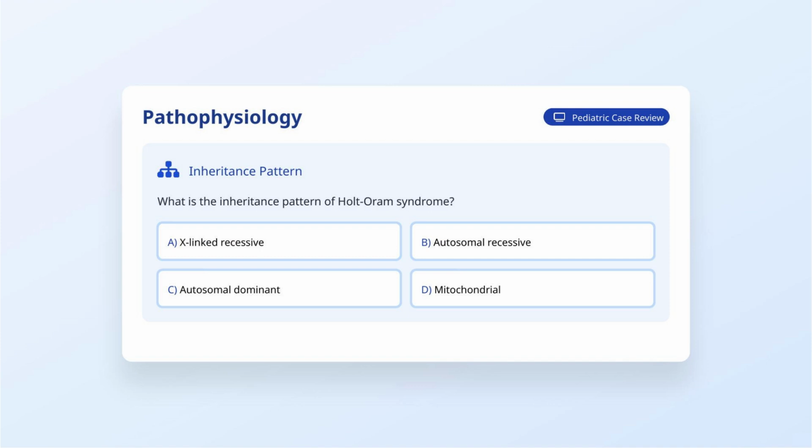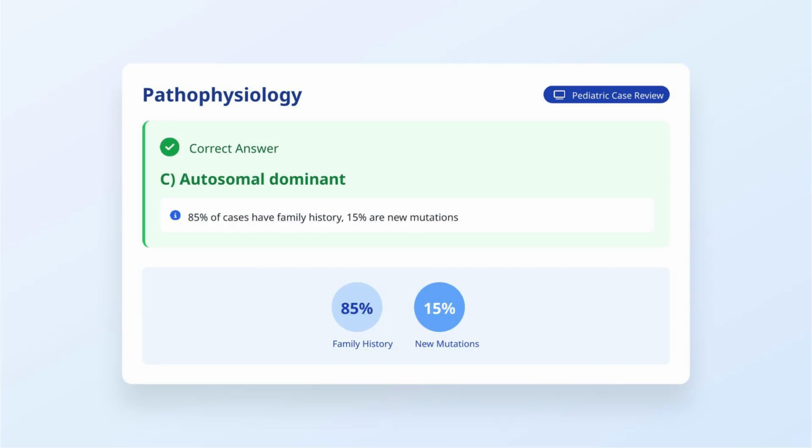What is the inheritance pattern of Holt Oram syndrome? A. X-linked recessive. B. Autosomal recessive. C. Autosomal dominant. D. Mitochondrial. The correct answer is C.